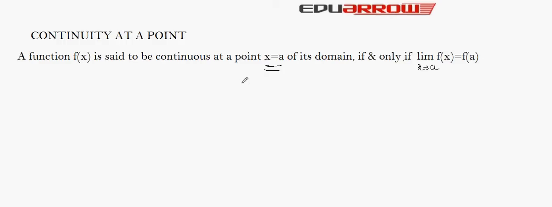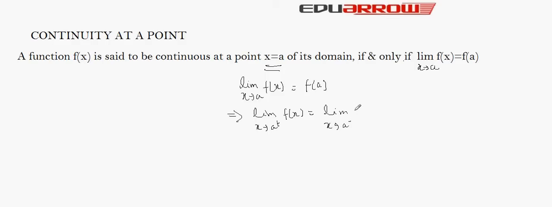That is, limit x tends to a f(x) is equal to f(a), which implies that limit x tends to a minus f(x) is equal to limit x tends to a plus f(x) is equal to f(a). It means that the right hand limit should be equal to the left hand limit, which is equal to f of a, the value of the function at a.